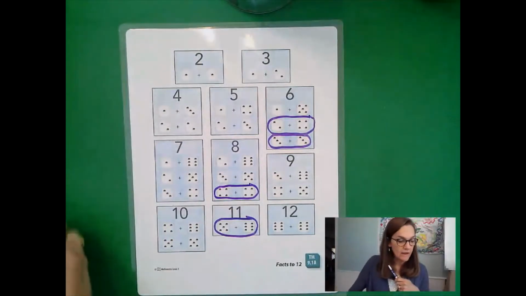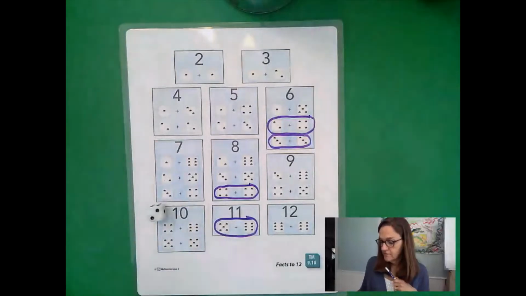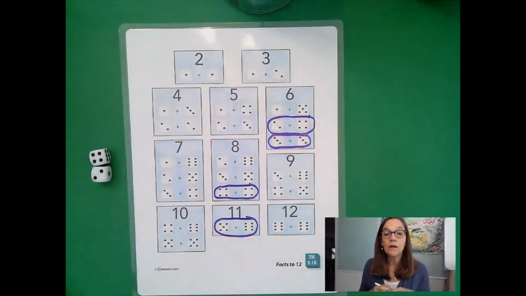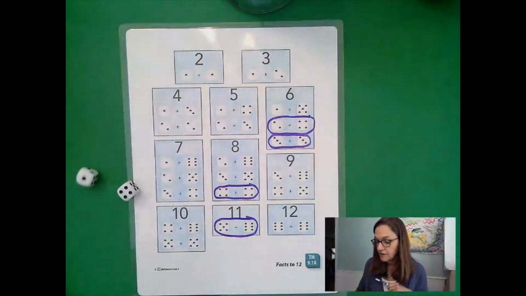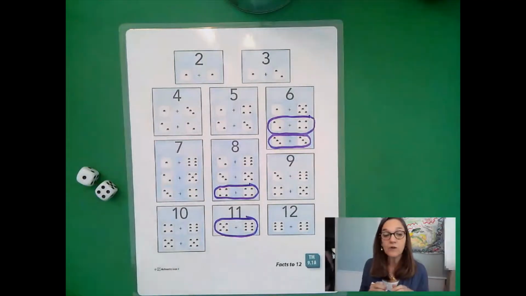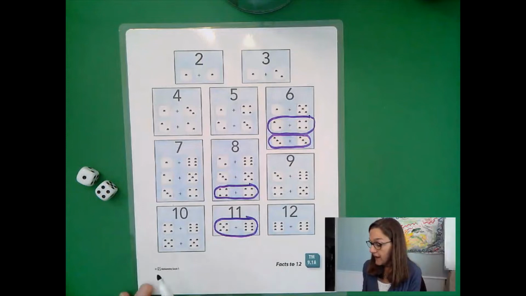We're going to roll again. And I've got 4 plus 2, which is 6. We already have that one. This is really good practice for you. 4 plus 1 more is 5. So let's find that one.